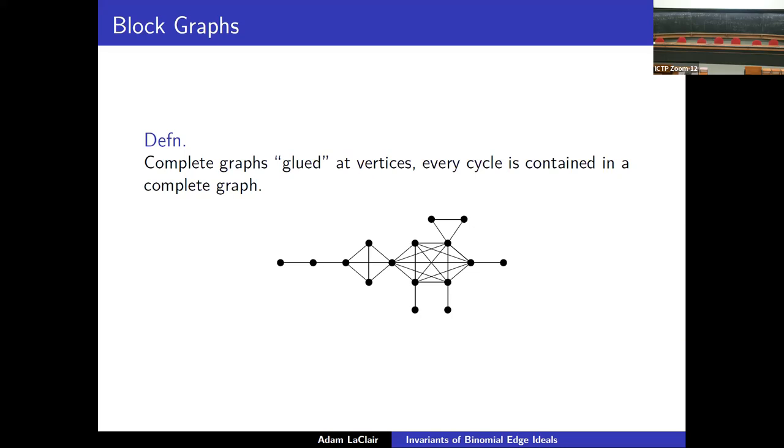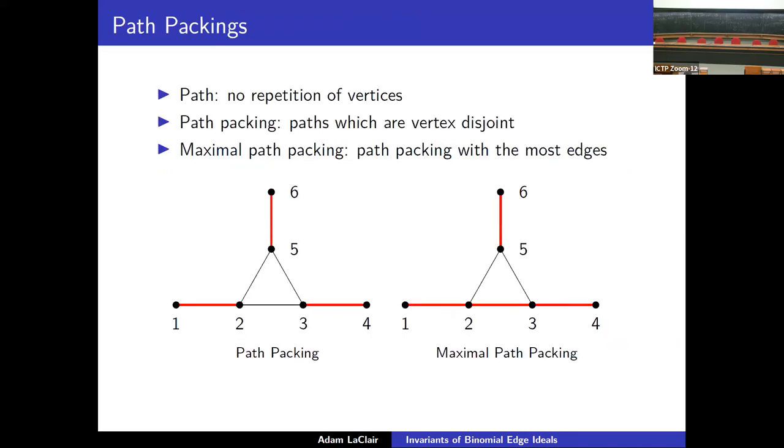I'm going to skip this for now. Basically, there's some nice class of graphs called block graphs, but it's not too important. What I want to tell you about is this concept called maximal path packing inside a graph. And it's maybe what you suspect it is. It's how do you put the largest number of paths inside my graph so they're vertex disjoint? Hopefully it's clear from the picture. A path is just what you think it is.